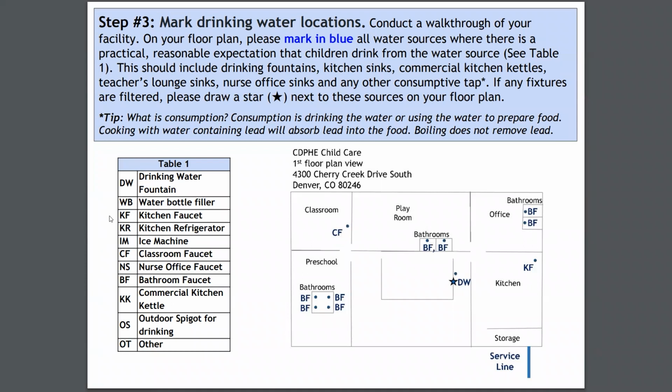Now, if you have any fixtures you know have a filter on them, so this could be a drinking water fountain, or if you have any water bottle filling stations that you know are filtered, go ahead and put a star next to those fixtures to identify that they have a filter. If we find results at these filtered locations, it could mean possibly A, that it's not actually certified to remove lead, and we would then fix that by making sure you have an appropriate filter, or B, that the filter just needs to be replaced, and then we could discuss setting up steps for a maintenance schedule.